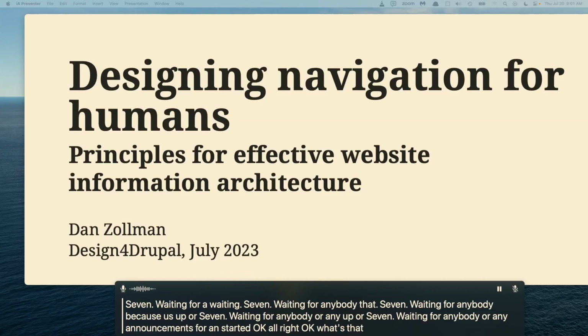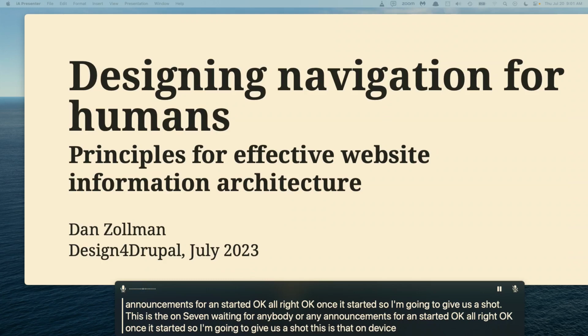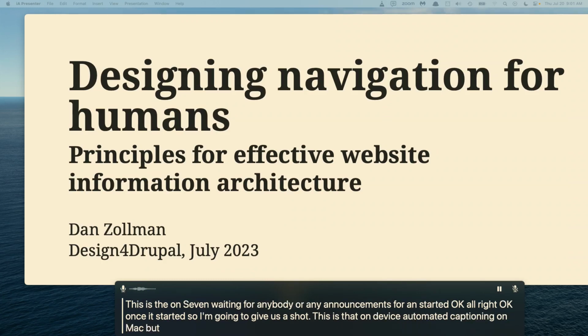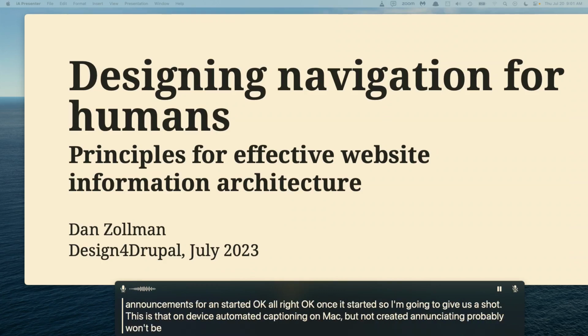Okay, let's get started. So I'm going to give this a shot. This is the on-device automated captioning on Mac, but I'm not great at enunciating. Probably won't be accurate. Hopefully it'll be helpful. And what else? What am I forgetting? We're recording.